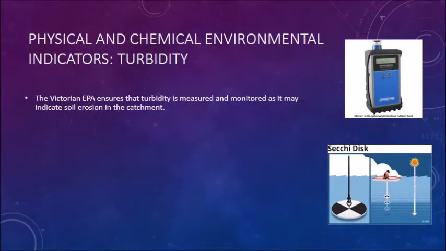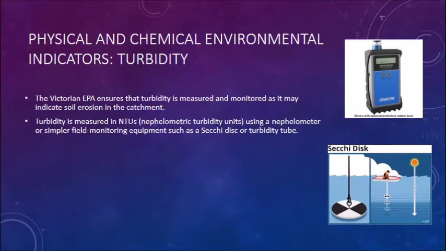So the EPA ensures turbidity is measured and monitored. It's measured in NTUs or nephelometric turbidity units. We'll stick with NTUs using a nephelometer, which is a great piece of equipment, good name. Or we can use a Secchi disc, which is shown there in the image, and you just basically record how many meters you can see the Secchi disc for. That's useful in deeper water if you can go out on the water. Whereas we can use other things like a turbidity tube as well. Turbidity tube, you're basically looking to see if you can see something through a tube.